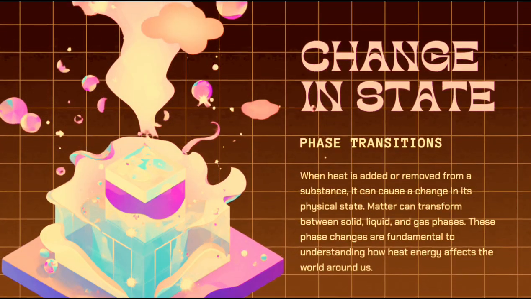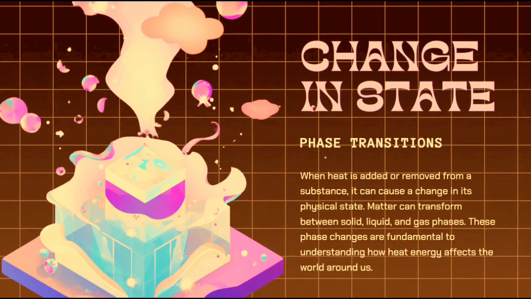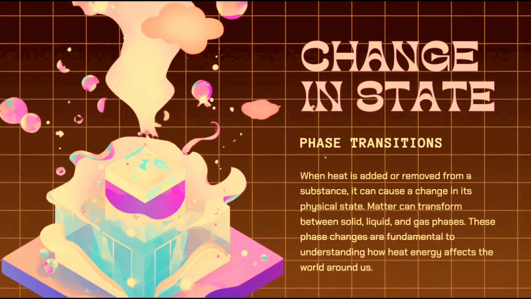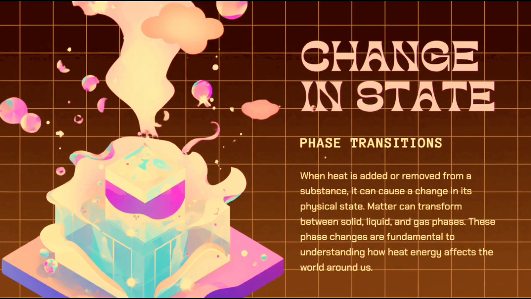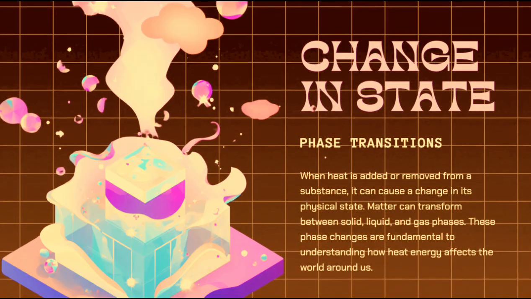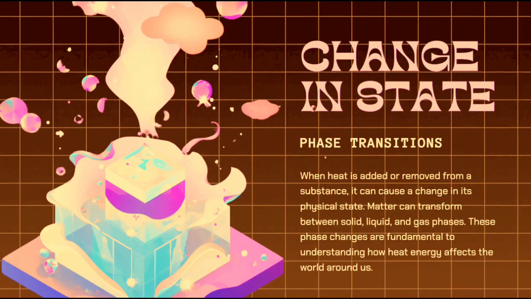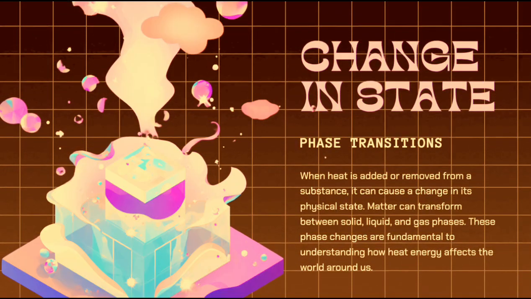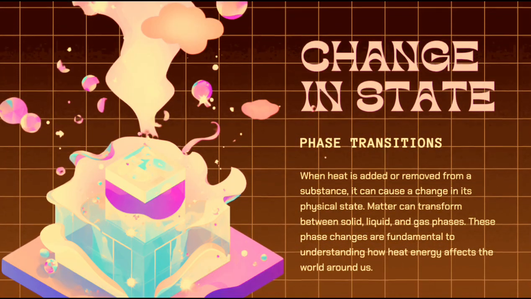Another important effect of heat is a change in the state of matter. When heat is added or removed, substances can change between solid, liquid, and gas forms. These changes happen because heat affects the movement and arrangement of the particles.